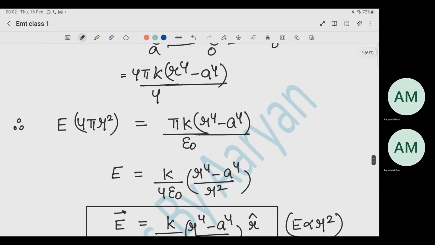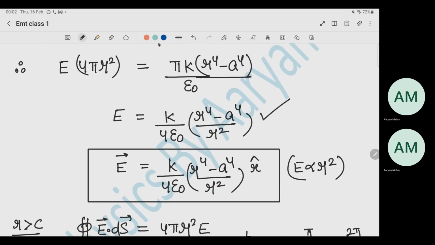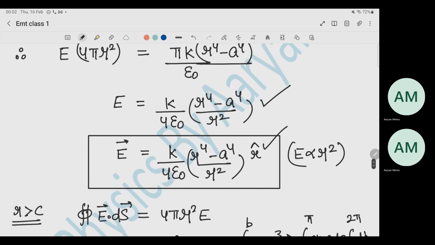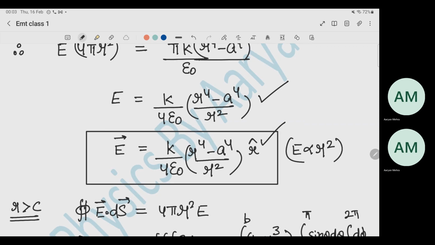If you solve this and put it into Gauss law, you will find the electric field to be this. In the vector form, you only have to put r cap because we already assumed that the electric field was in the direction of r cap. If you carefully observe, the numerator is r raised to power 4 and the denominator is r square. So the electric field is increasing in this area by a factor of r square. The electric field was 0 for r less than a, and it increases by r square in the area a to b.